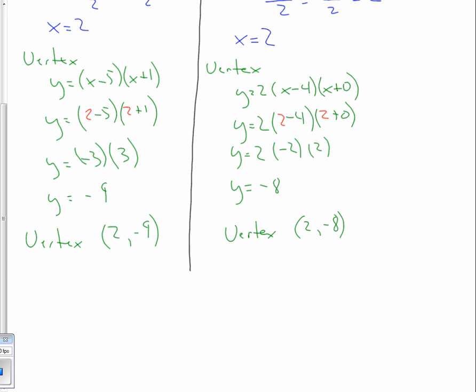So that's just an example of how you can use algebra to determine the vertex of a parabola, if you're given the equation of a parabola.